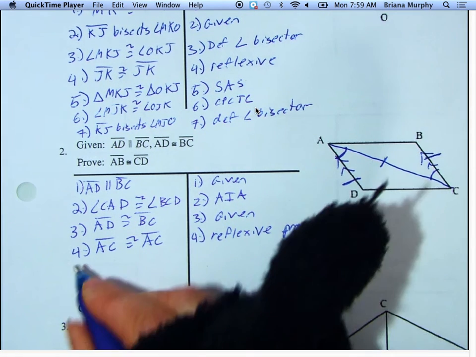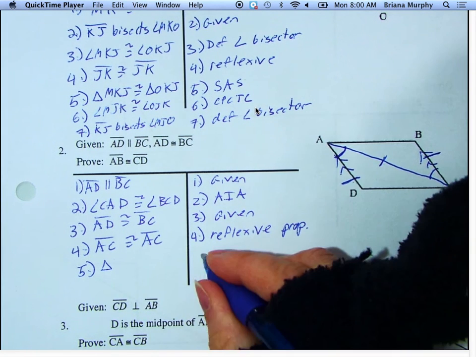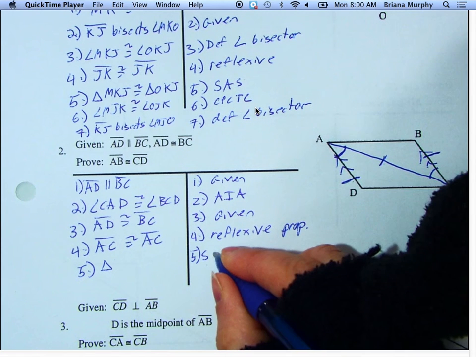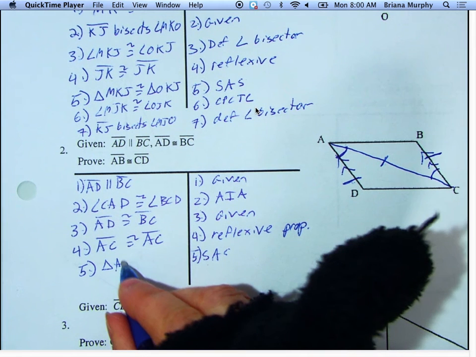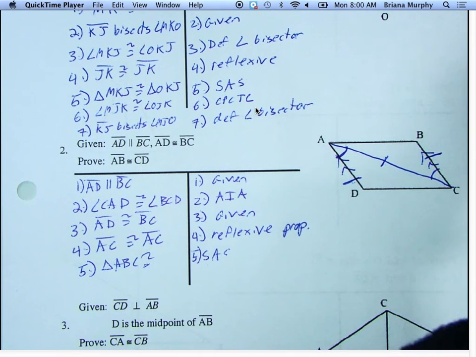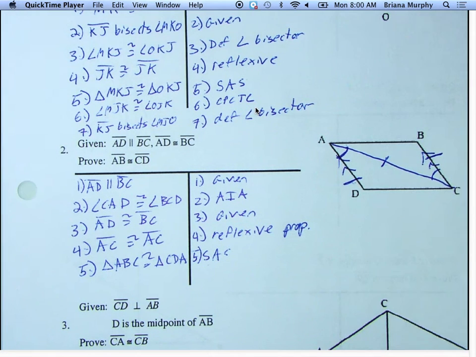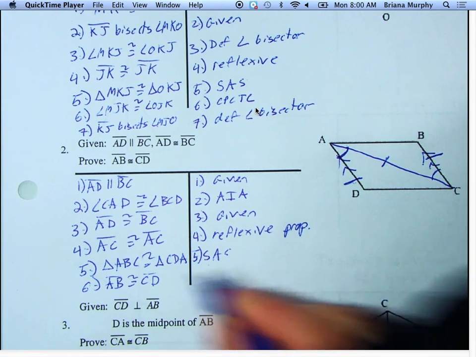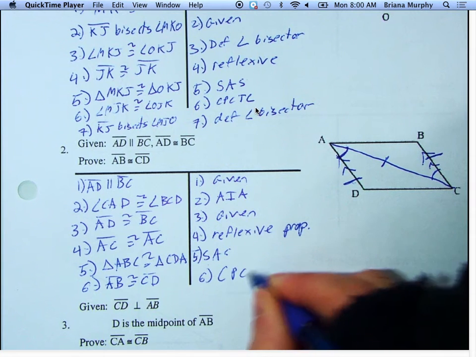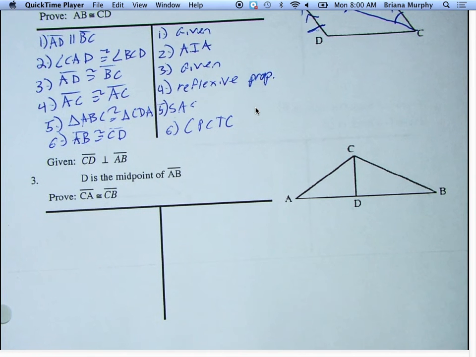Okay, so now I have the triangles are congruent by what? Side, angle, side? That's what it would be. Yeah. Because you have a side, you have the angle, and a side. So triangle ABC is congruent to triangle CDA. Okay, therefore, number 6, AB is congruent to CD by? Yes. Okay, guys, go ahead and try number 3. Try number 3 on your own.